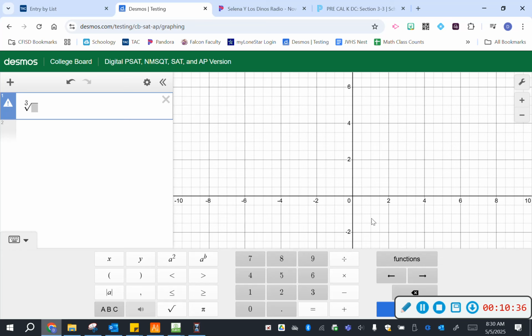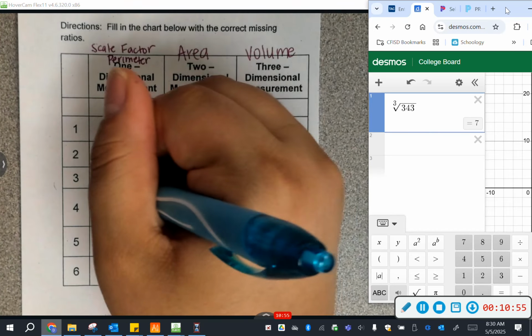You are going to do this if you get something in the third column. You're going to get something in the third column on your test. You will do this. So, what is the cube root of what's in my third column? Put 343, and what is my answer? 7. What is that? The first column. The first column is times 7.